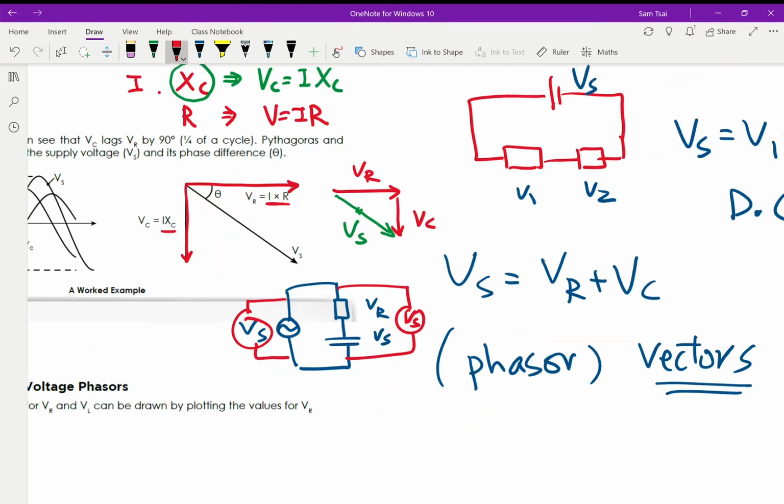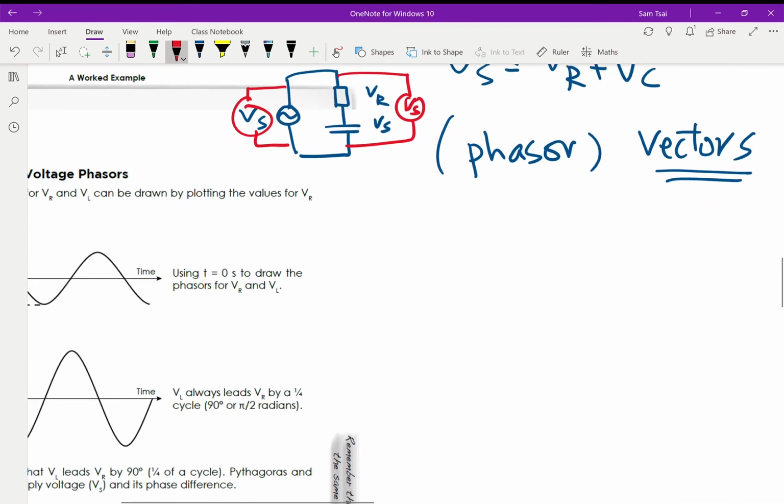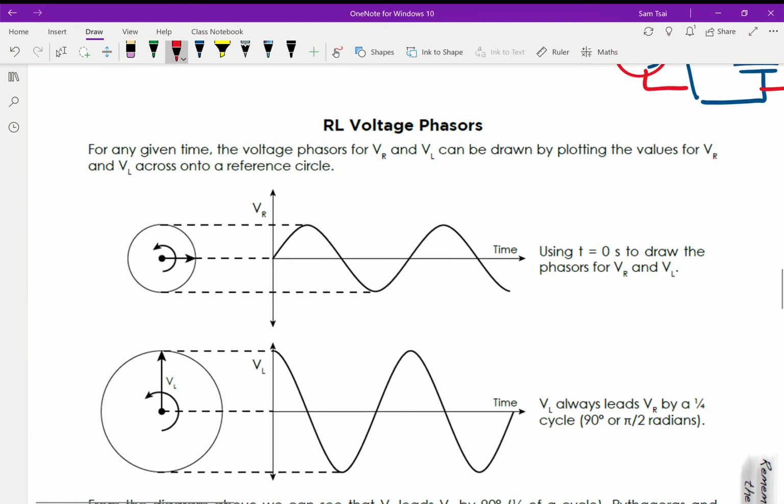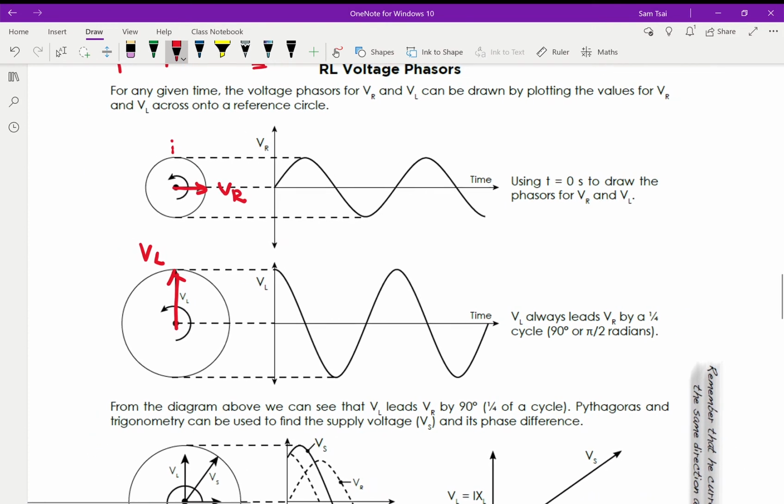Similarly, remember RL, this is at page 339. When we did RL, ELI for inductor, the voltage leads. So if this is our VR, and then here this will be our VL, because VL, the voltage, leads the current, and the current is in phase with the voltage across the resistor. So this is how we draw it.